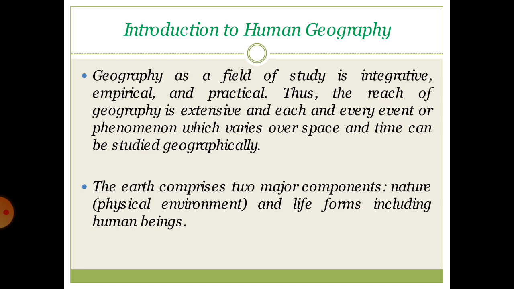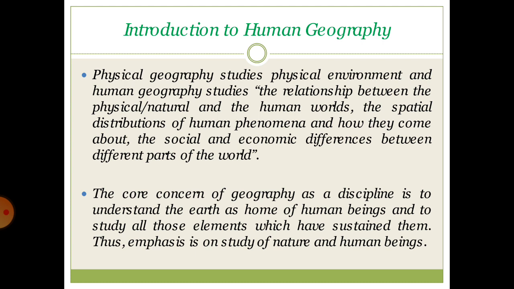So we know that the earth comprises two major components, that is the physical environment or nature, and the life forms, which includes the human beings and the other life forms on the earth. That is the nature, physical environment, and the life forms: human beings, plants, animals, etc. Physical geography mainly deals with the physical environment, like the landforms, the water bodies, the climate, the atmosphere. These are the things discussed through physical geography.